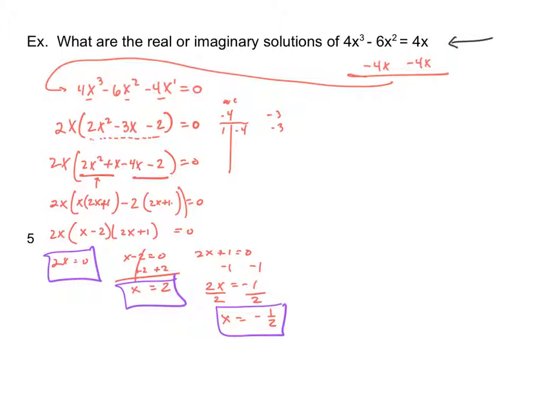Okay, so doing my zero product property, I have 2x equals 0, or again, x equals 0. Then I have x minus 2 equals 0, and using inverse operations there, I have x equals 2. And then 2x plus 1 equals 0, a 2-step equation, so subtract 1 from each side, and then divide by the coefficient. So I have x equals negative 1/2. So there are my three possible solutions.